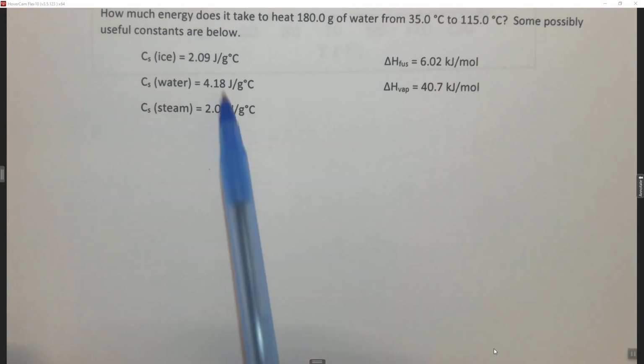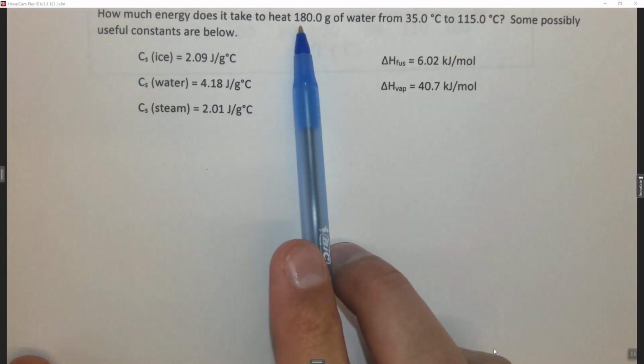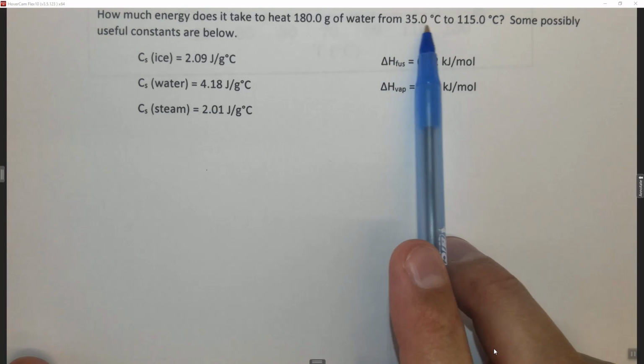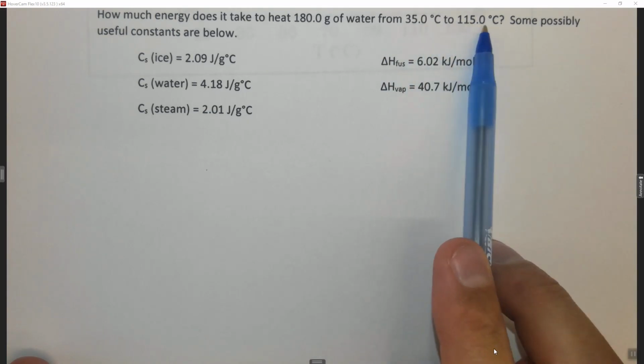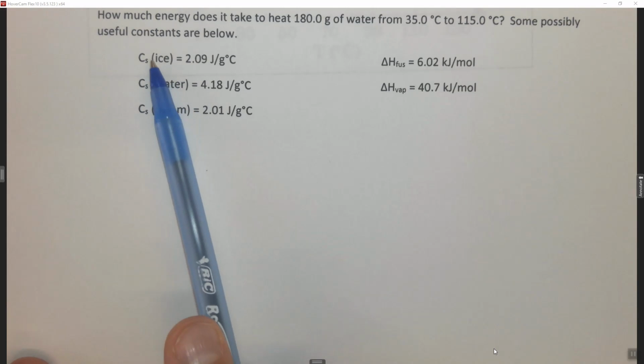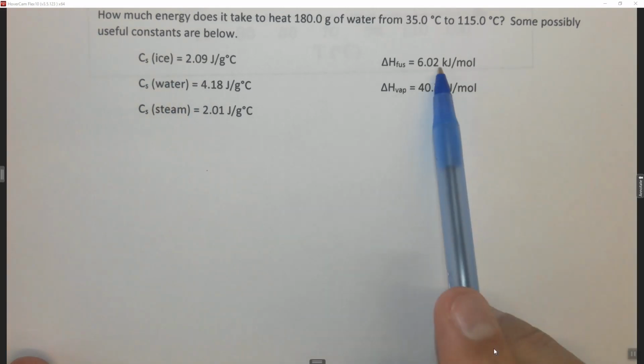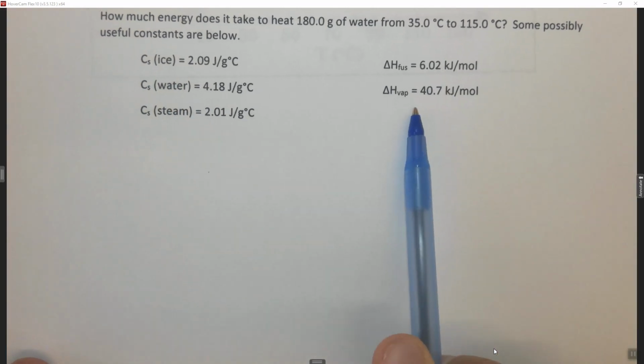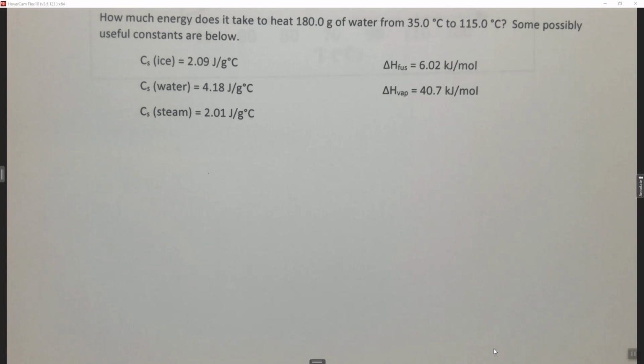So this question is quite a bit of work. It says, how much energy does it take to heat 180 grams of water from 35 degrees C to 115 degrees C? And it gives us some constants below. It gives us the specific heat capacity of ice, water, and steam, and it gives us the enthalpy of fusion and enthalpy of vaporization. It assumes that we know the melting and boiling point of water.